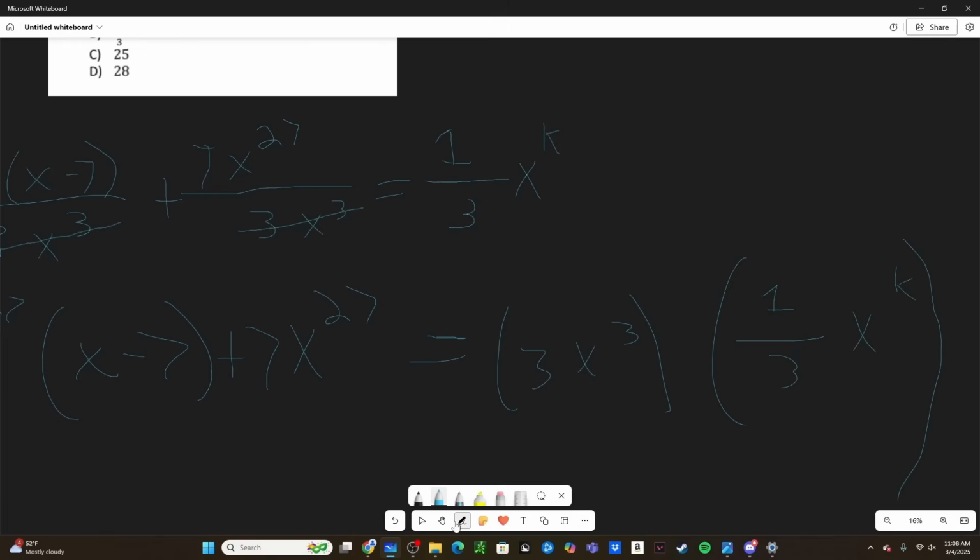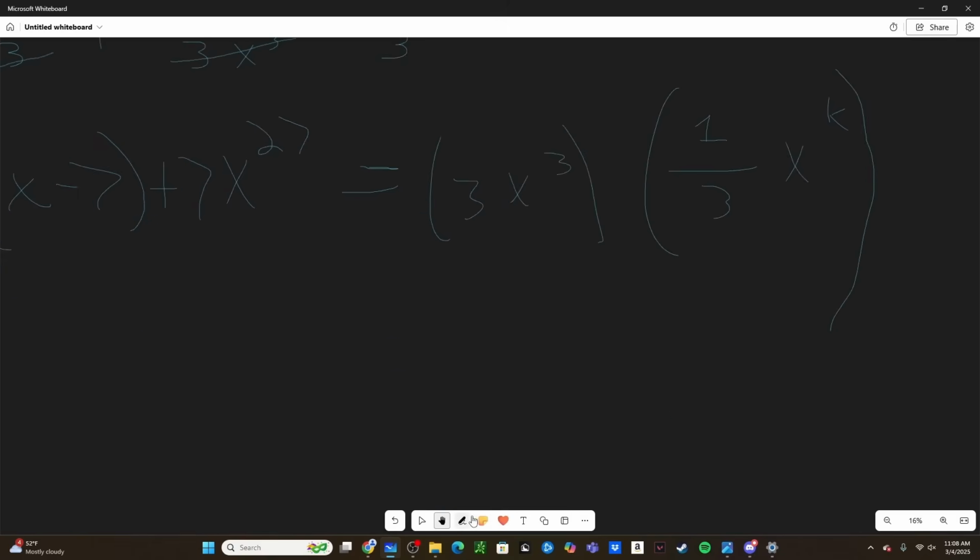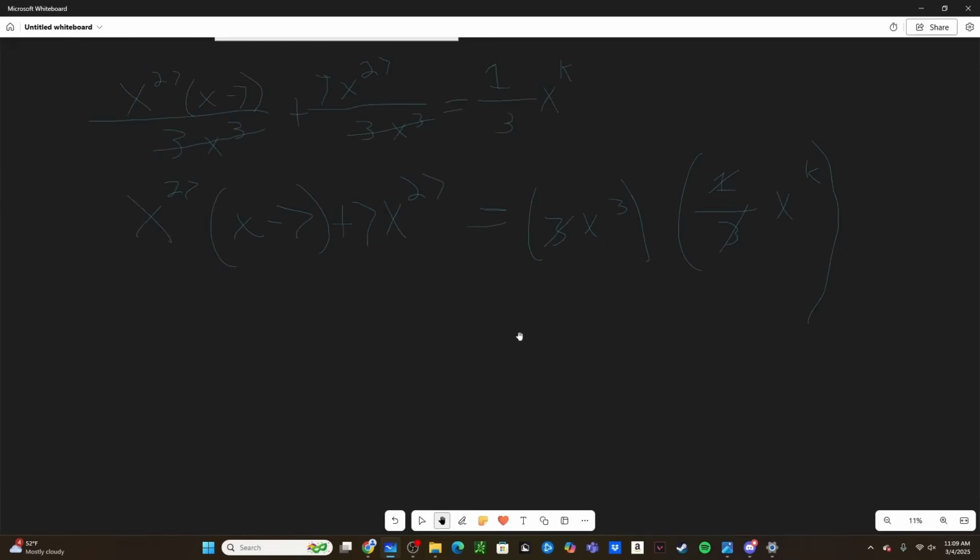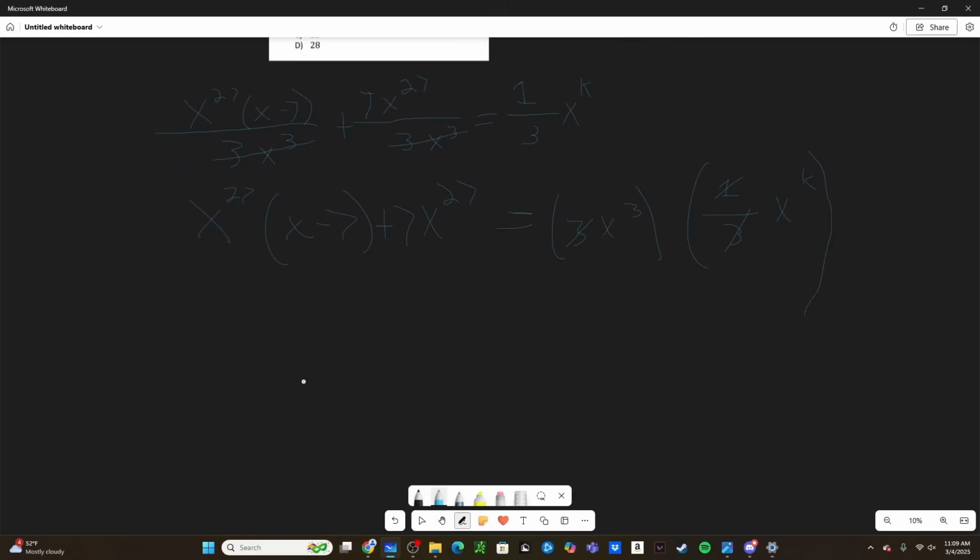Okay, so when we multiply these, we have to be very careful. We know that this 3 here and this 1/3 here are going to cancel out, and so we're really going to get x to the power of 3 times x to the power of k. And when we multiply these with the same base but different exponents, we actually add the exponents, and you have to remember that because that is really important. So now we've got this essentially equal to x to the power of k plus 3.